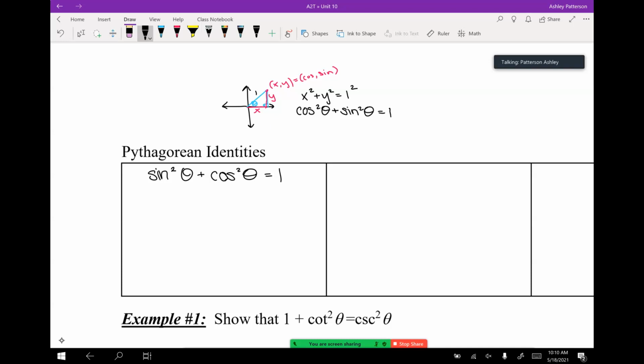Now there are variations for all of our Pythagorean identities, so I'm going to list them below. Just by using basic arithmetic, I can subtract sine squared to both sides. Why not? So that would leave us with the cosine squared of theta equal to 1 minus sine squared theta. Just a variation of the first. Well, we can also subtract cosine squared theta, leaving us with the sine squared theta equal to 1 minus cosine squared theta.